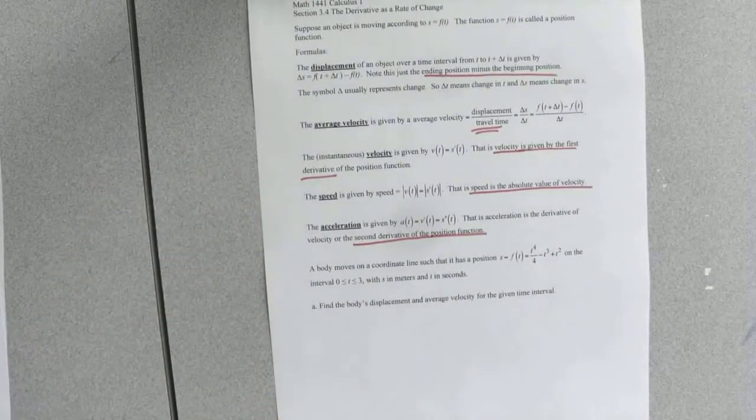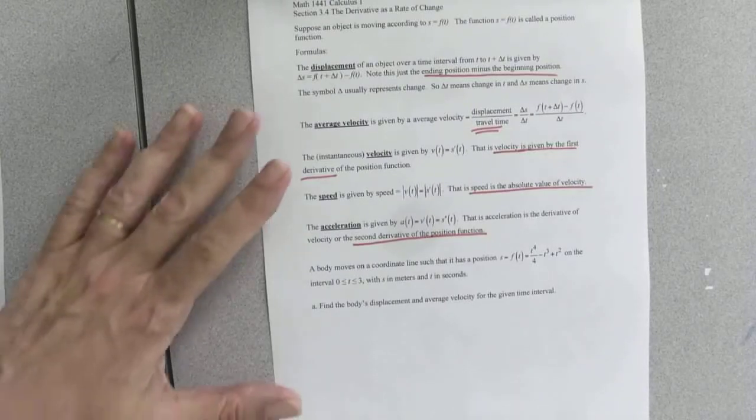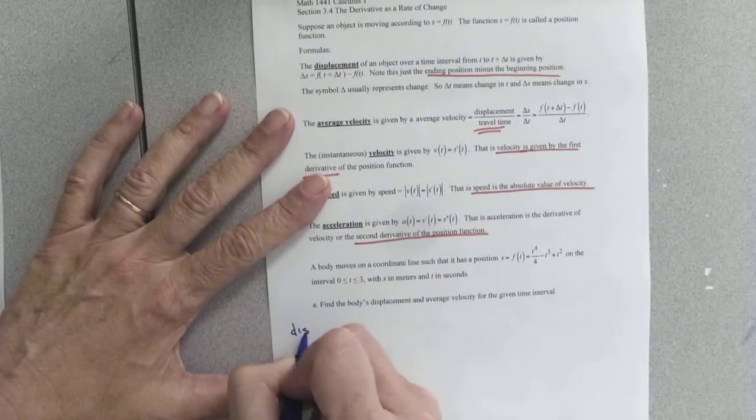A body moves in a coordinate line such that it has a position s equals f of t equal t to the fourth divided by 4 minus t cubed plus t squared on the interval 0 less than or equal to t less than 3, s in meters, t in seconds. Find the body's displacement and average velocity for the given time interval. So displacement.